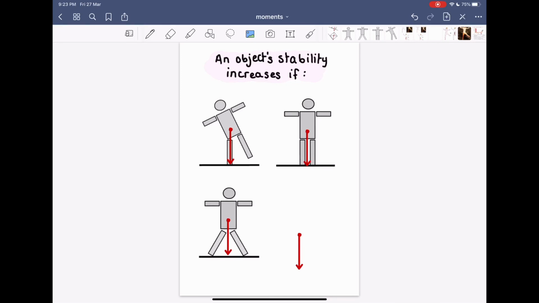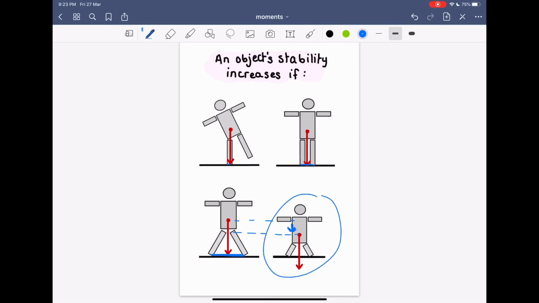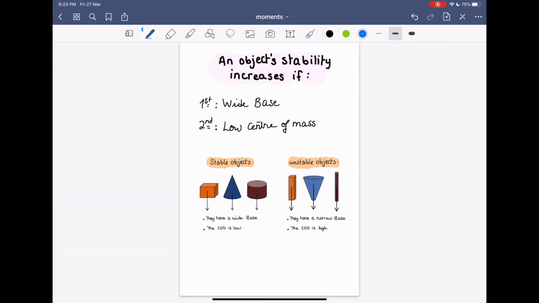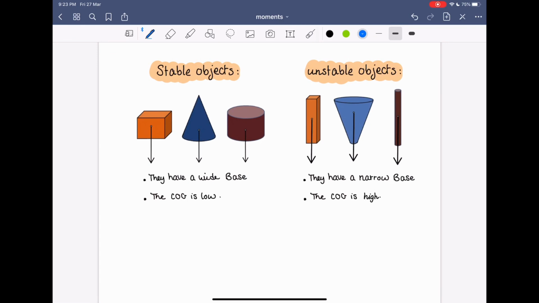So what are the things that increase the stability of an object? First, we just said that the wider the base, the more stable an object is. And what's the second factor? If the person squats, then he's lowering his center of mass. As you can see, the center of mass is now lower, and so this position is the most stable of all four. So the two factors are: 1, a wider base; 2, a low center of mass. And this is the difference between stable objects and unstable objects.